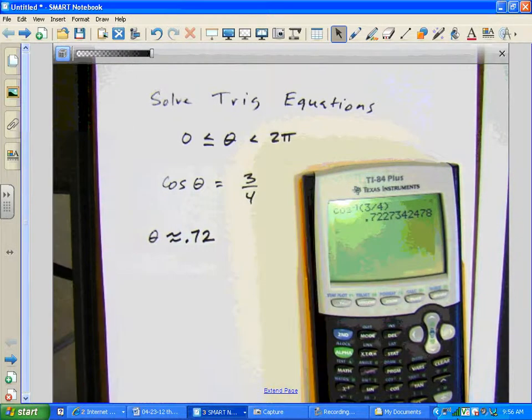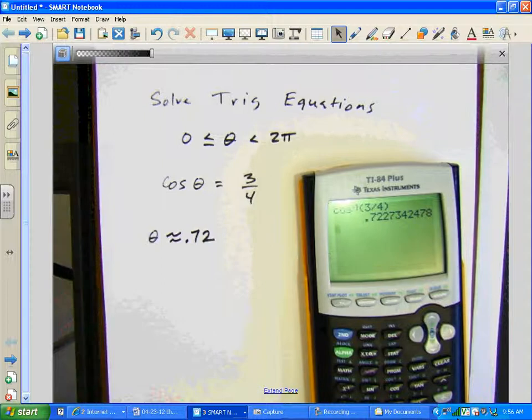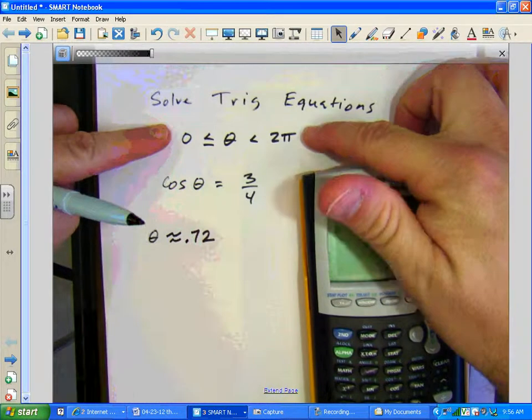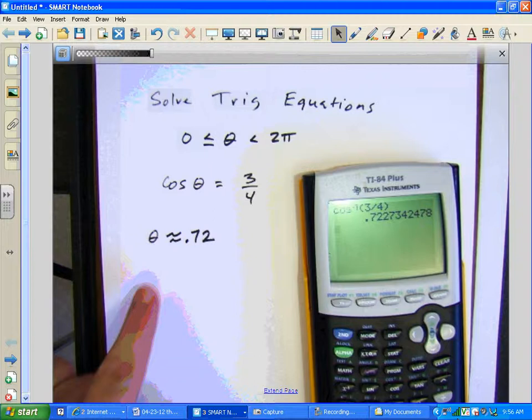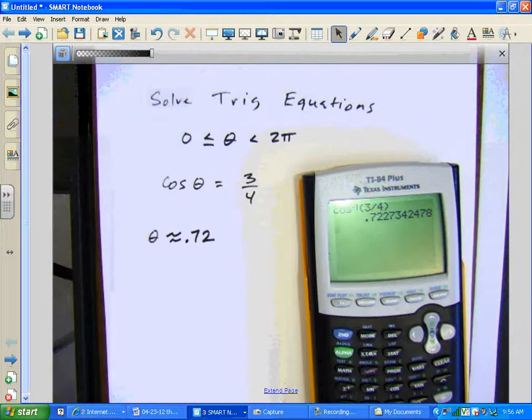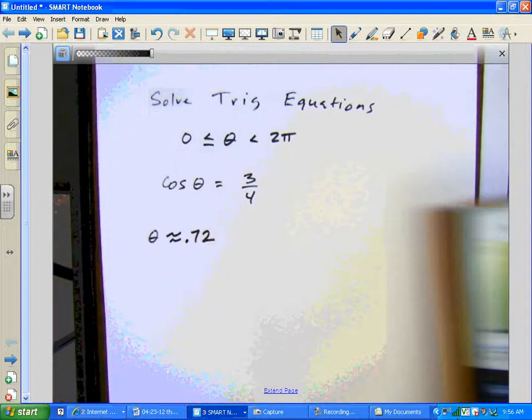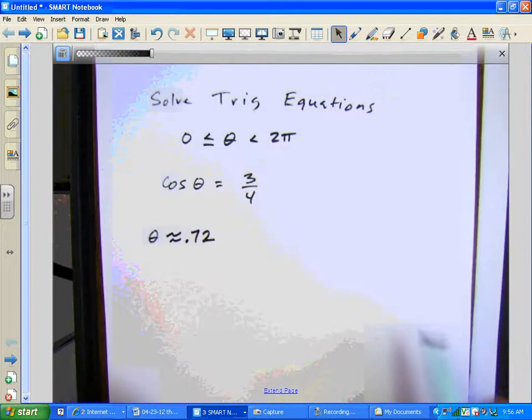Now, that's only one of the solutions that would lie between 0 and 2 pi. So there's another solution. Here's the way I want you to look at this. You have to draw a picture a lot of times to get the second solution. So we're going to draw a picture of our unit circle.